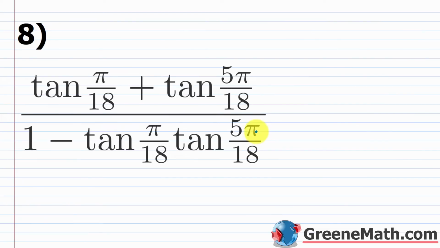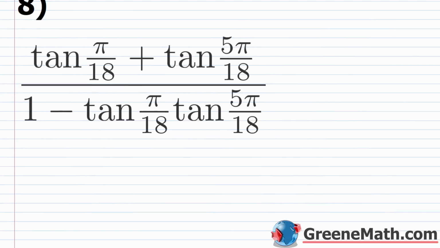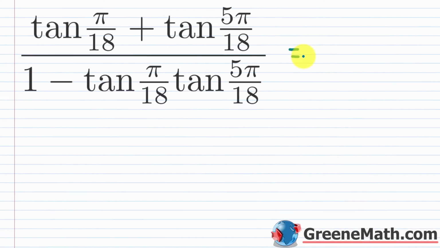Okay, let's take a look at problem number 8. So here we have the tangent of pi over 18 plus the tangent of 5 pi over 18. This is over 1 minus the tangent of pi over 18 times the tangent of 5 pi over 18. Okay, coming down here, this is just me going again in reverse. So you have a plus here and a minus here. So that tells me I want tangent of this first guy, which is pi over 18, and then plus. So this sign matches this sign. You have this other angle here, which is 5 pi over 18.